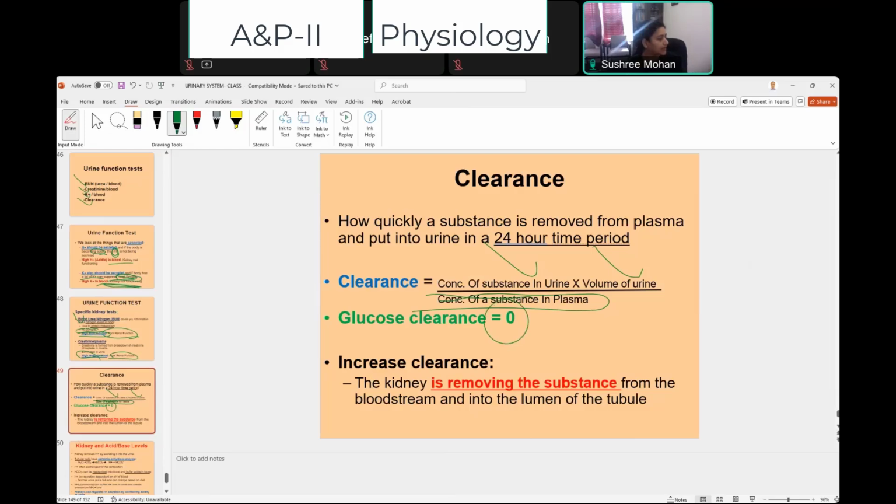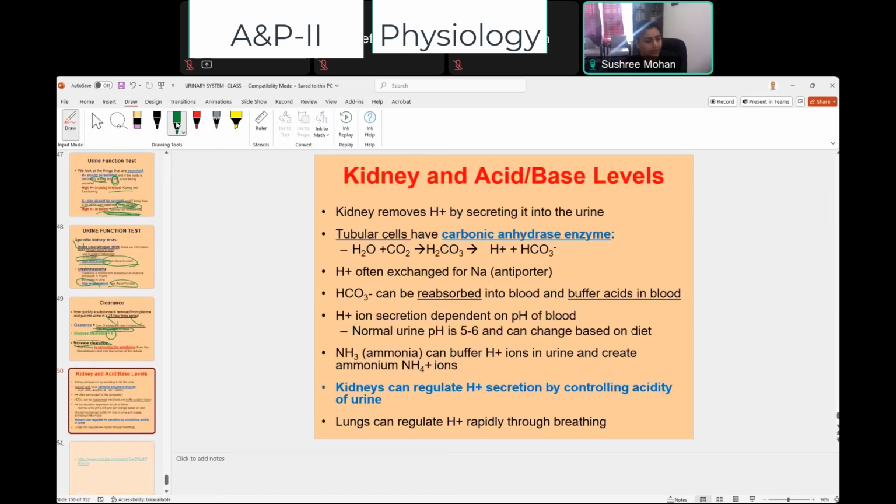And increase the clearance, the kidney is removing the substance from the bloodstream and into the lumen of the tubule. That means increasing the clearance. It's not showing up in the urine. Then kidney removes hydrogen ions by secreting into the urine. We know that. Tubular cells have carbonic anhydrase enzyme. So this is how bicarbonate is formed, okay?